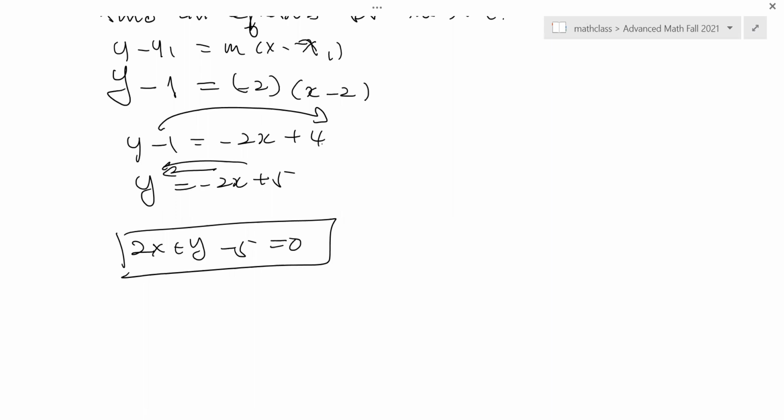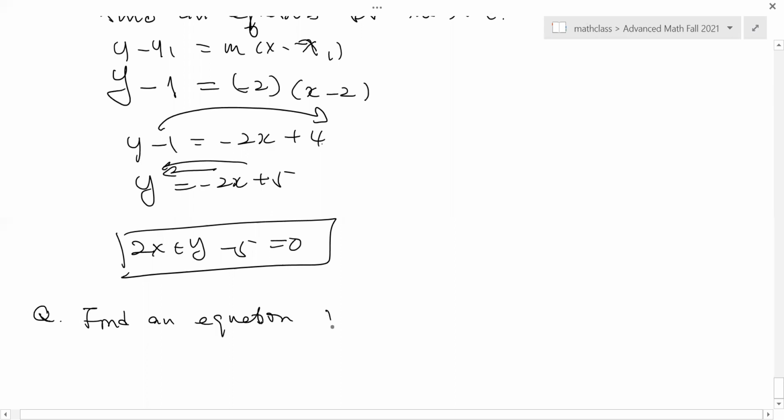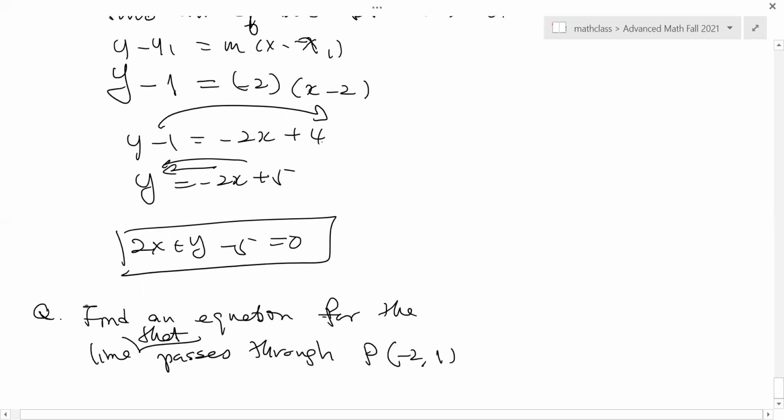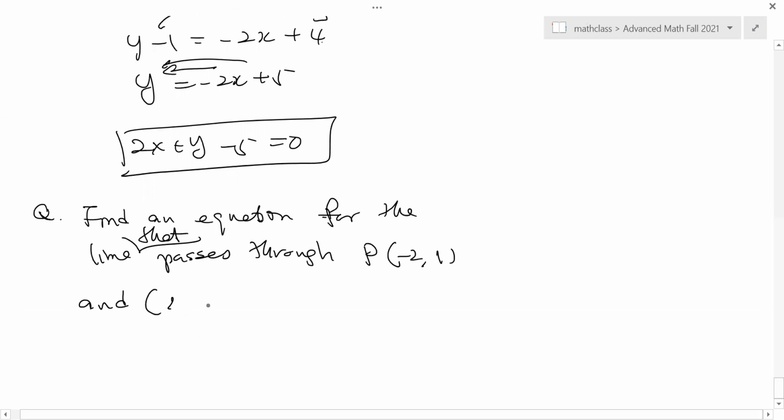So that is the condition: you're given a point and the slope. So here is another problem. Find the equation for the line that passes through two points, negative 1 and 1, and 4 and 3.